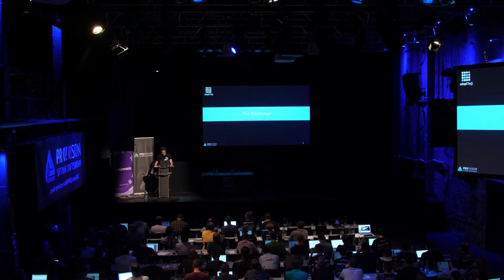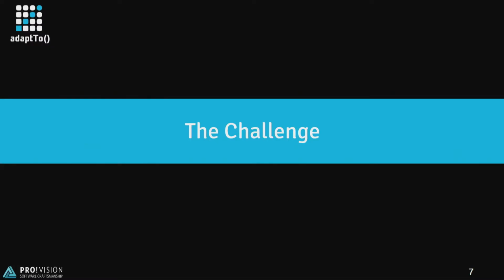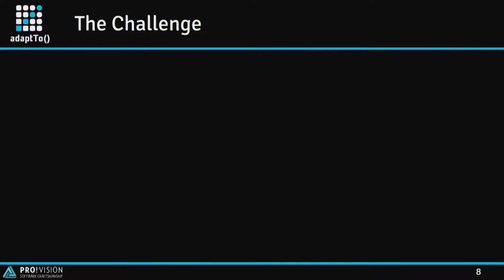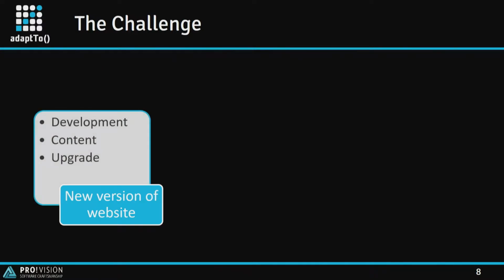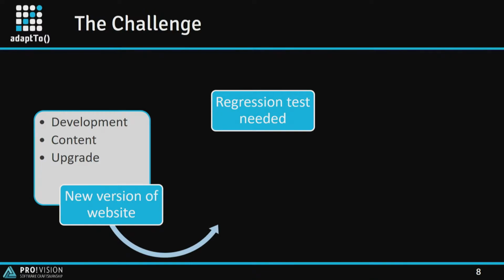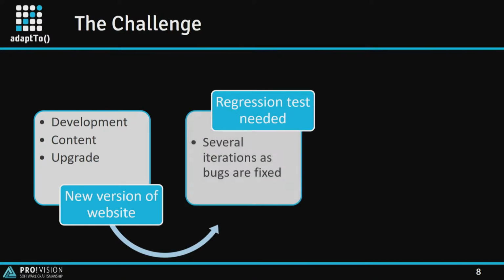I'm going to present a challenge that Galenium is supposed to help us solve. The challenge is something that we all know, probably know someone who knows. There's a new version of a website. There can be development, content, update of the infrastructure. We need regression tests. Probably a couple, because we're going to find stuff. We expect to find things. We expect to fix them and do the regression test again.